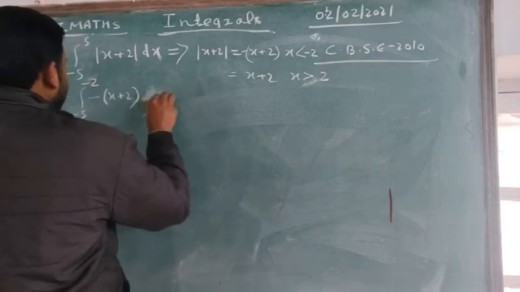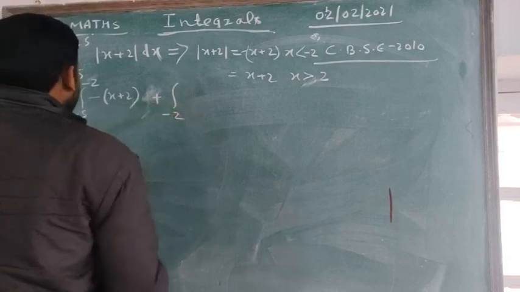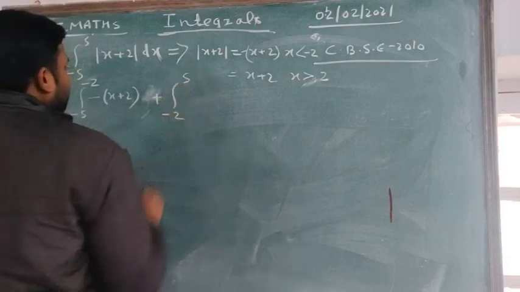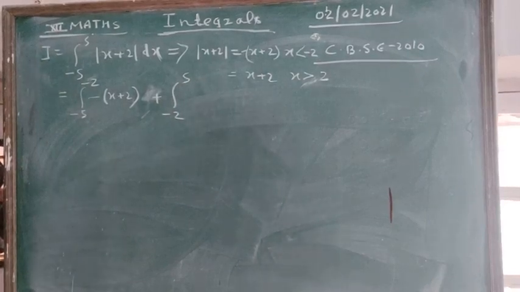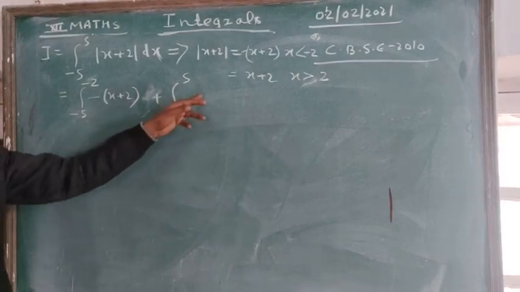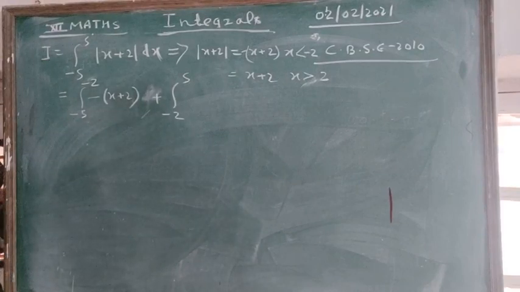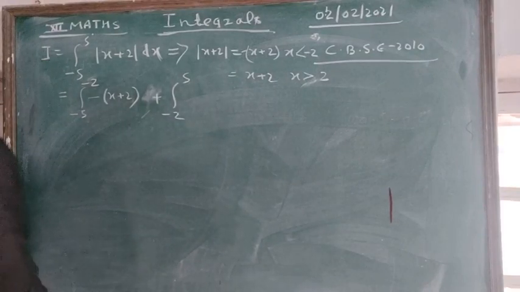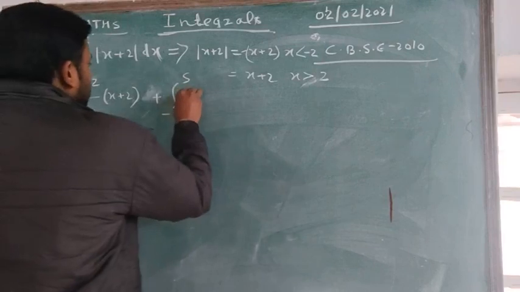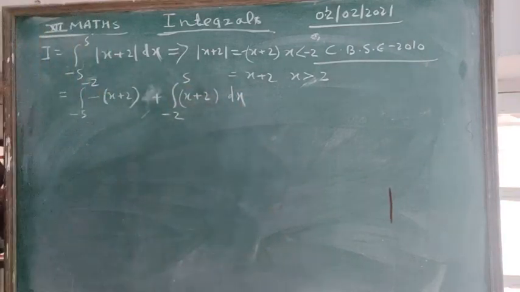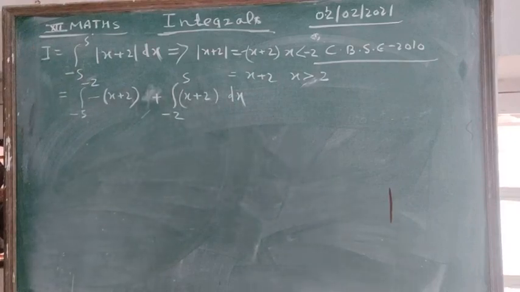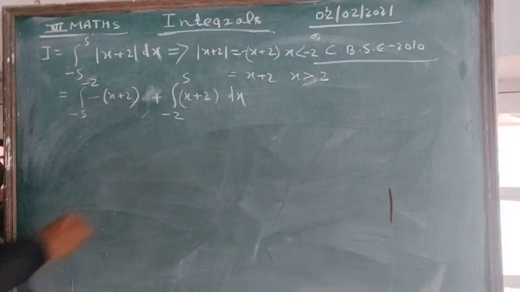Plus the integral from minus 2 to 5. Okay, students, when we take any value between the limits minus 2 to 5, we get the positive term, so it gives us x plus 2 dx. Okay, and now, students, we integrate this.